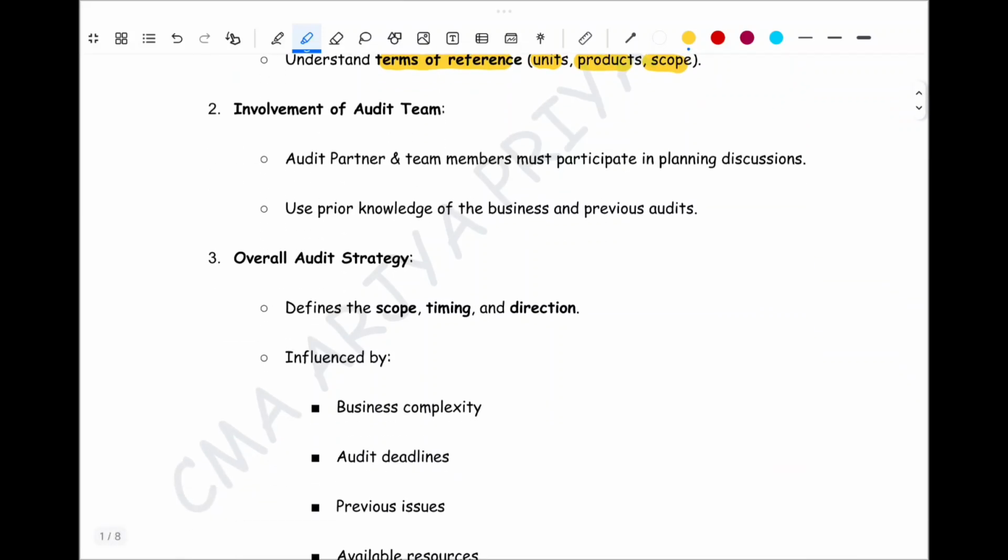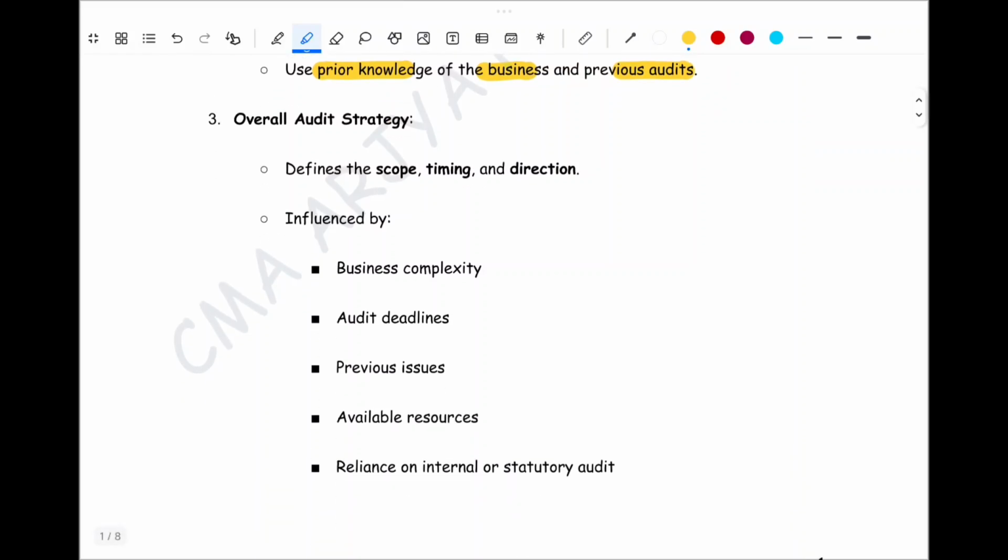Next is involvement of the audit team. In this topic, the audit partner and team members must participate in planning discussions. Second is to use prior knowledge of the business and previous audits. That is also important. Next is the overall audit strategy. In this topic, we need to define the scope, timing, and direction.